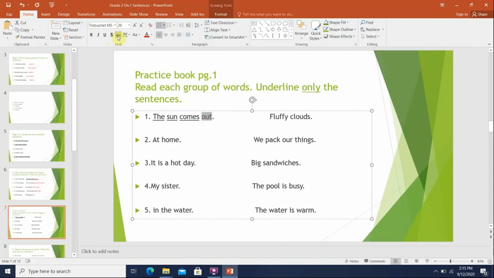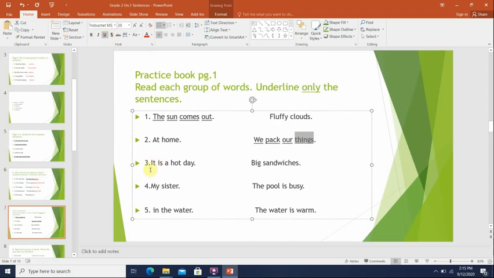Okay, number 2. Number 2 says, at home, we packed our things. The first group of words says at home. It didn't mention who is at home. But here it says we, you and somebody else, we pack our things. So this is the complete sentence. We pack our things. Okay?